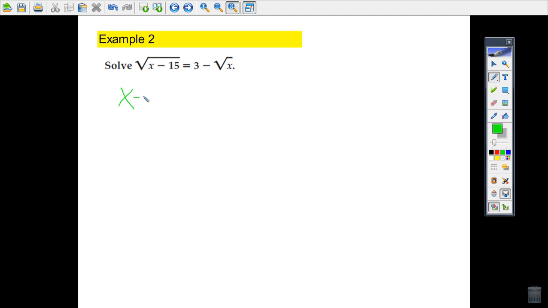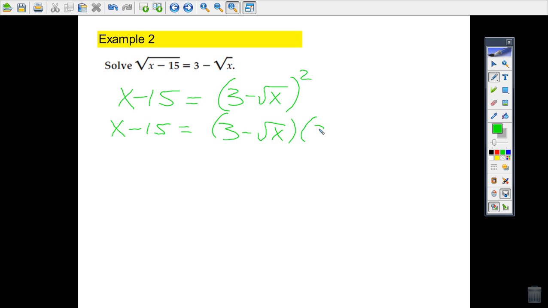So this will give me x minus 15 on the left side. And now on the right side, I have 3 minus radical x, and that whole thing is being squared. So don't forget here to distribute, because you're going to have to worry about the middle terms. You should get 3 terms in your answer here on the right side. Because this is 3 minus radical x times 3 minus radical x. See how you have to distribute?